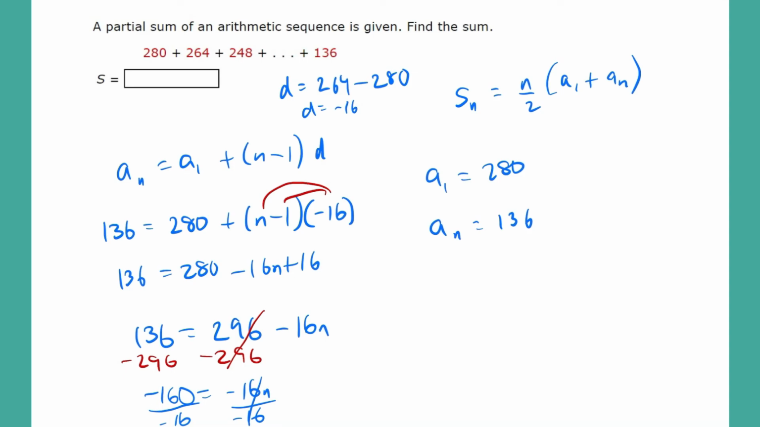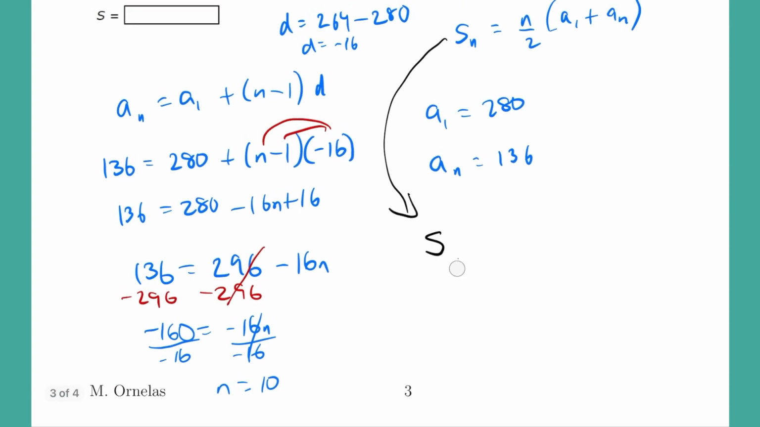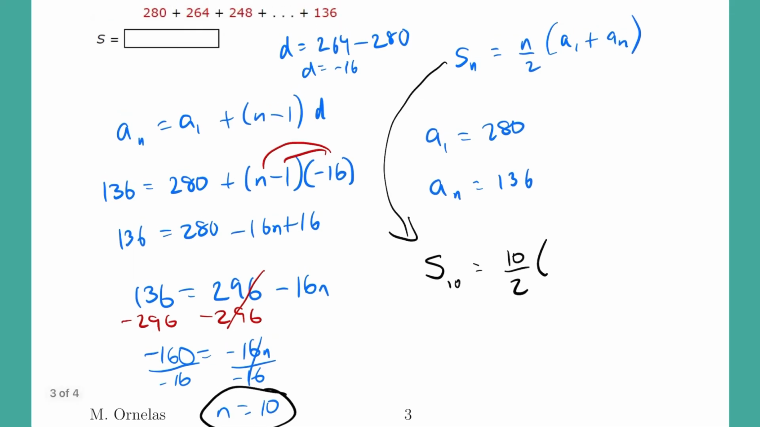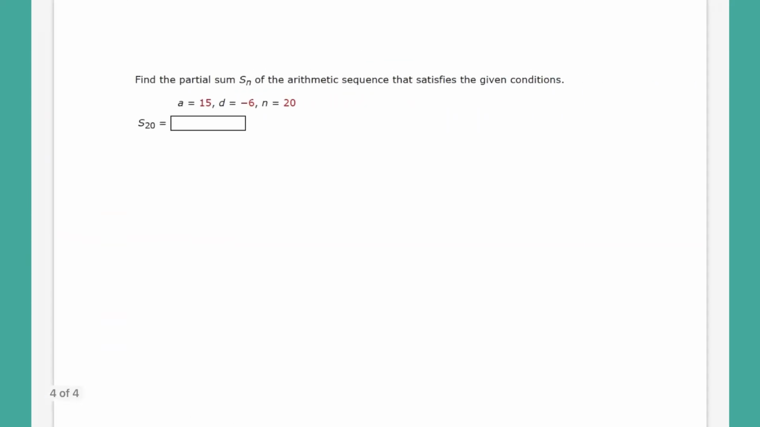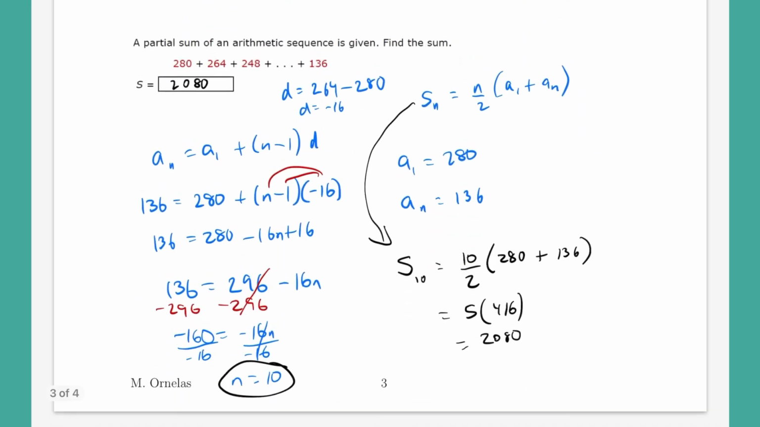So going back to this formula, we want the sum of the first 10 terms, because we just found out that there are 10 terms to add. Here it is, 10 terms. So it's going to be 10 over 2 times first term, 280, plus last term, 136, and that's 5 times 416, which is 2080. That is our final answer. And that concludes this section. Yep, we are done.